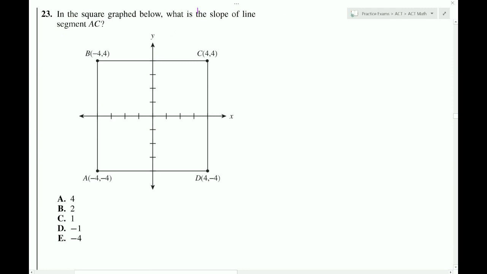In the square graph below, what is the slope of line segment AC? It looks like it's going to have a slope of 1, but if I didn't know that, I could do change in y over change in x. The change in y goes up by 8, and the change in x also goes up by 8, which equals 1.